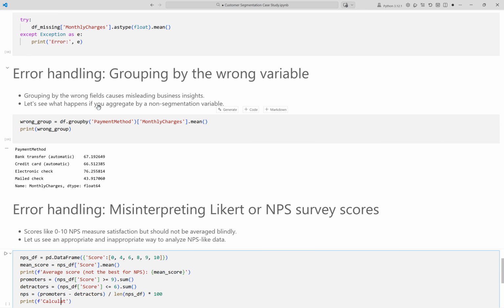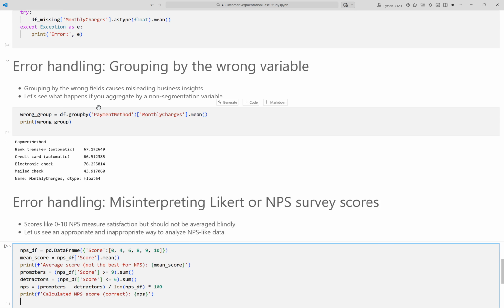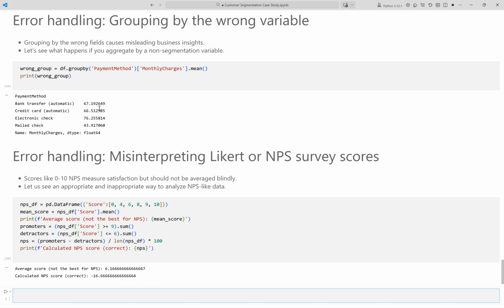Running the cell now. Here, the output shows two different ways of summarizing NPS-like scores, a simple average of 6.17, which can be misleading for satisfaction data, and the correct NPS calculation of -16.67%, reflecting the balance between promoters and detractors. Notice how the average ignores the distribution and impact of high versus low scores, whereas the NPS score captures customer sentiment more meaningfully, reinforcing why averaging such data is inappropriate.